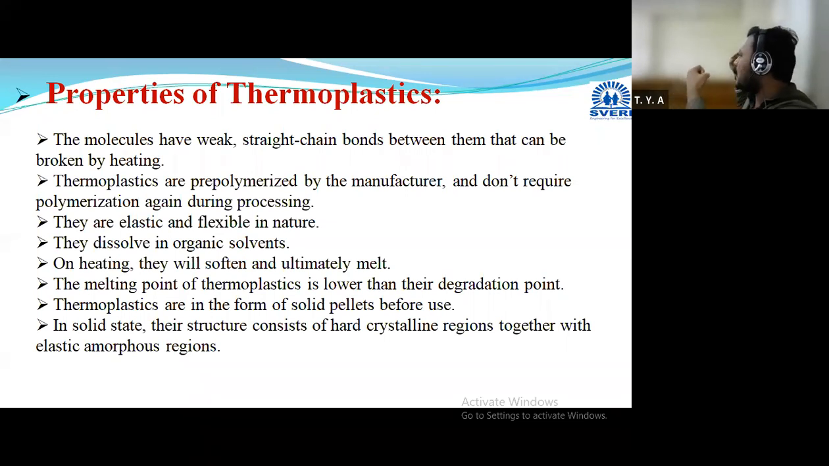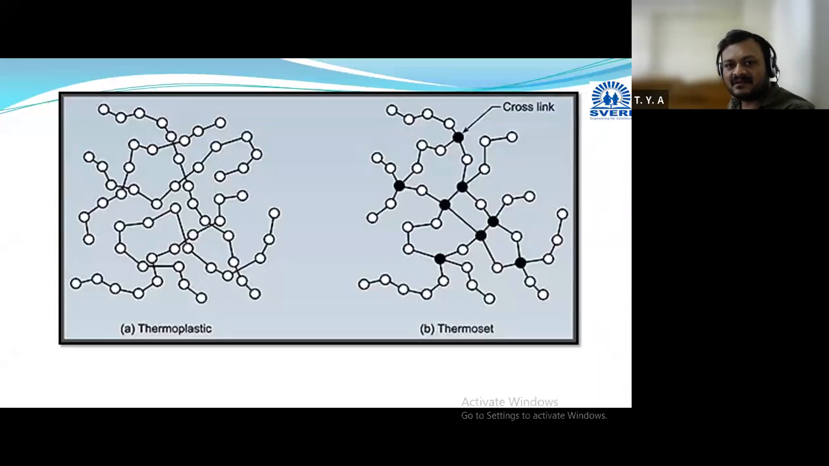Different molecules are there. This is one molecule and this is the second molecule, and a bond will be there. In both materials, in thermoplastic as well as in thermosetting material, a bond will be there. This is the diagram. These are the molecules, and this is the bond. Are you getting this? These are thermoplastic materials, and these are thermosetting materials.